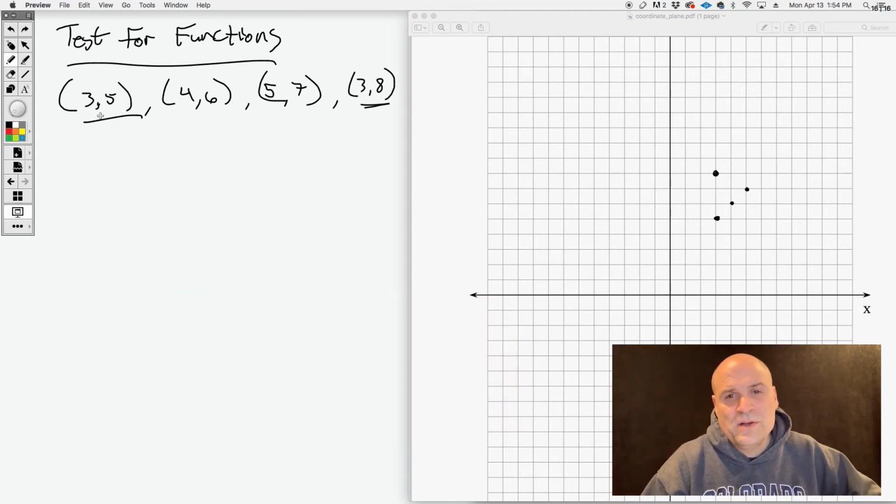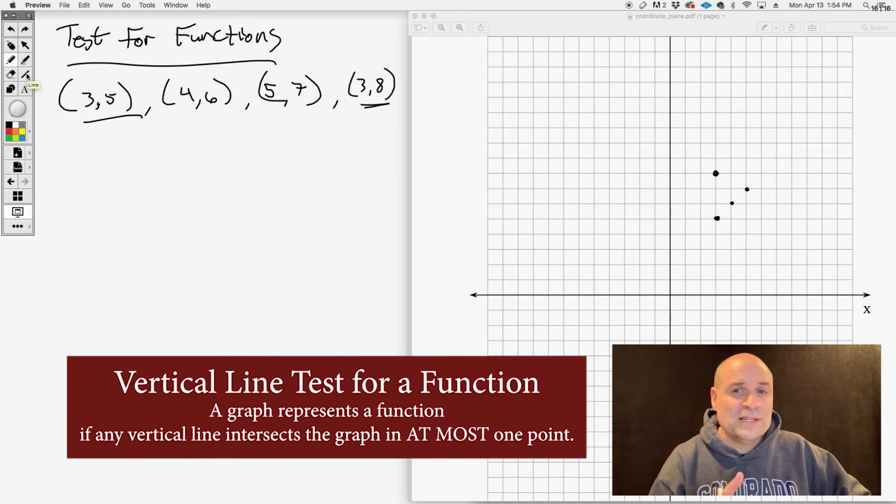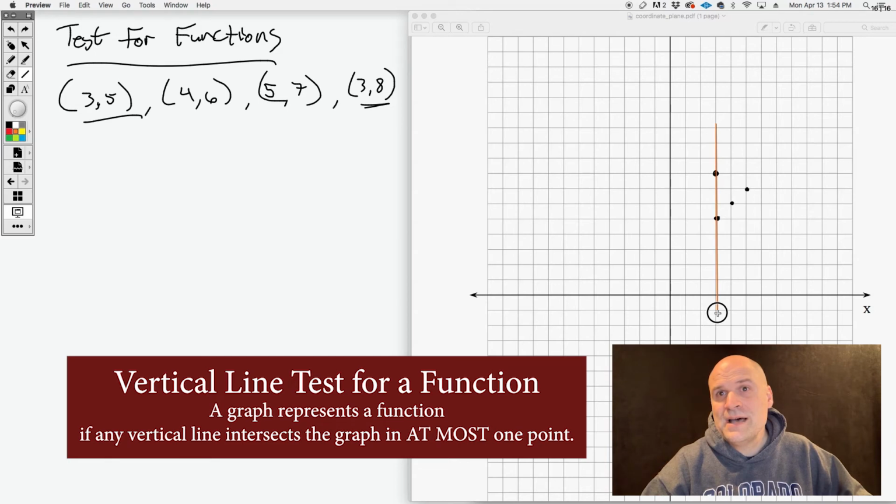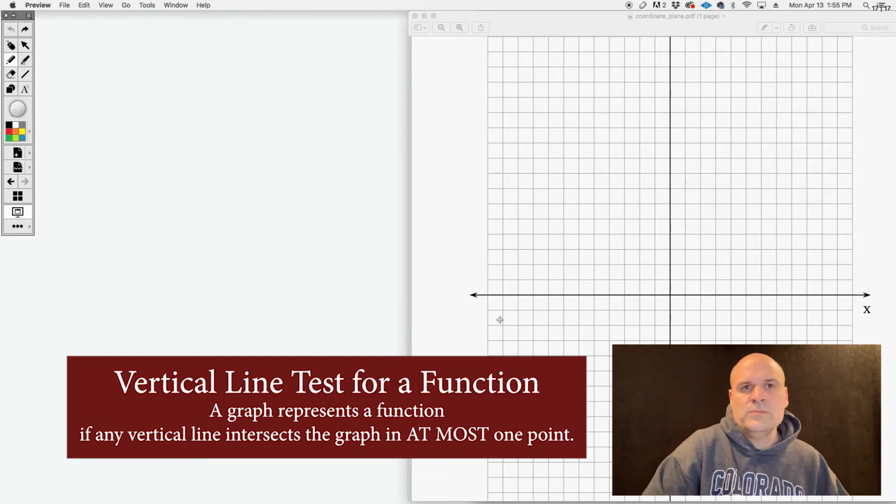So I'm gonna do what's called a vertical line test. The vertical line test says if you can draw a vertical line and it touches 2 points, then it's not a function. So look what happens. If I draw a vertical line from here to here, see how it's touching 2 points. So it's not a function, okay?